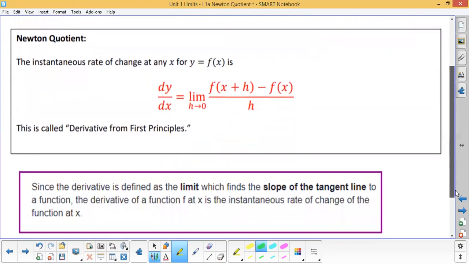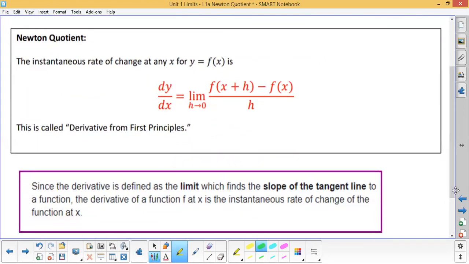Now I want to be very clear about this. Since the derivative is defined as the limit which finds the slope of the tangent line to a function, the derivative of a function at a particular x is actually the instantaneous rate of change of the function at x. Okay, so we define the derivative as the limit which finds the slope of the tangent line to a function.